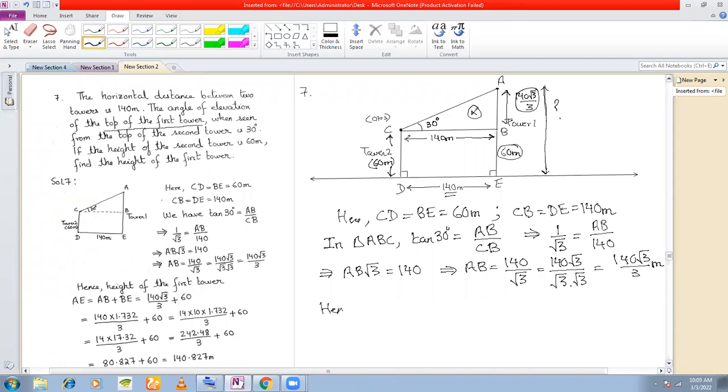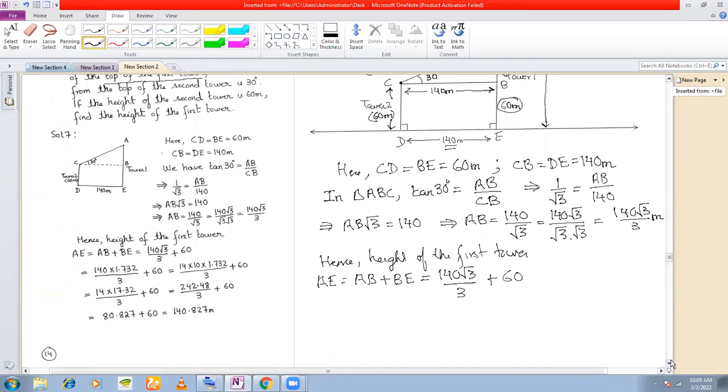Hence the height of the first tower, AE, must be equal to the sum of AB and BE, right? AB we have found above as 140 root 3 by 3 plus BE, we know the length as 60 meters. So we add these two and we can get the height of the first tower.